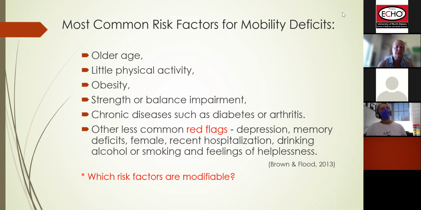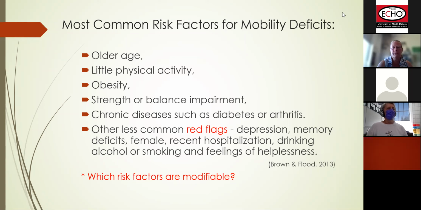Linked also is increased weight gain. So people that are more obese tend to not move as much. Strength and balance impairments. Somebody who is feeling weak or has low endurance, or feels unbalanced, that can have an impact on mobility. And of course, chronic disease, like we talked about with the fifth M, having medical complexity, multiple things such as diabetes and arthritis. There are other less common red flags, but we should be aware of them.